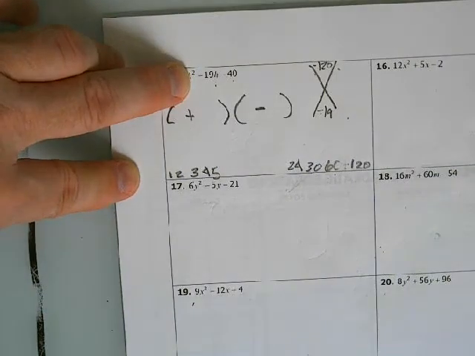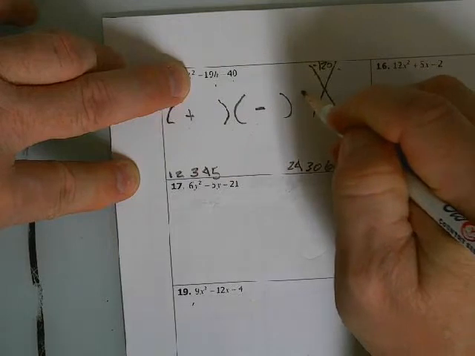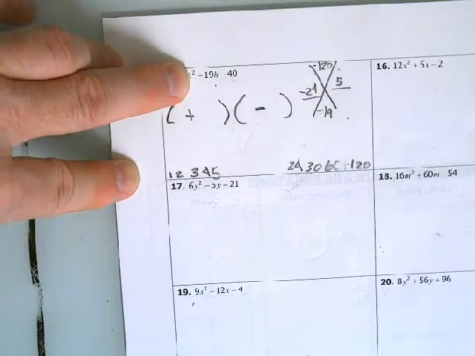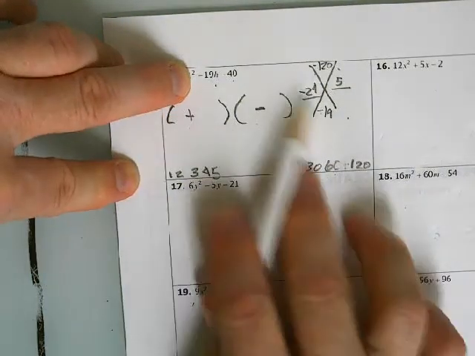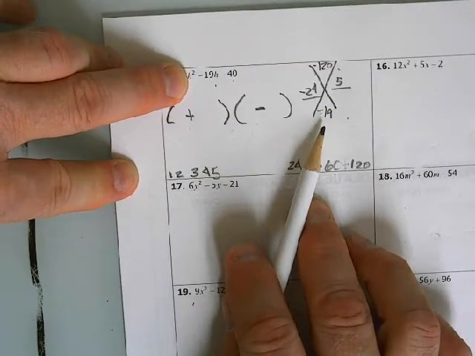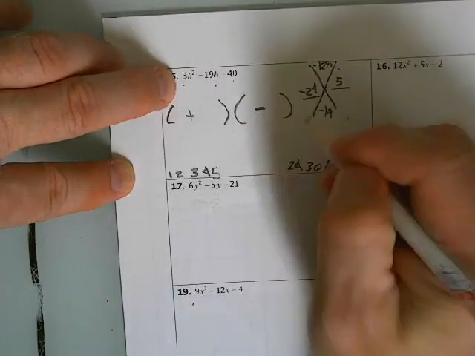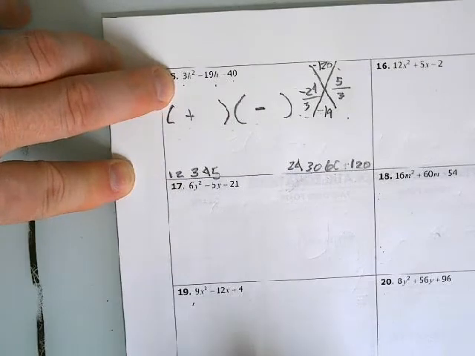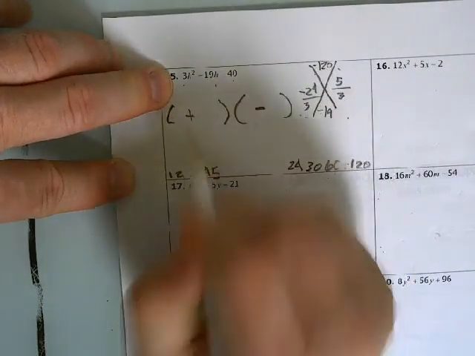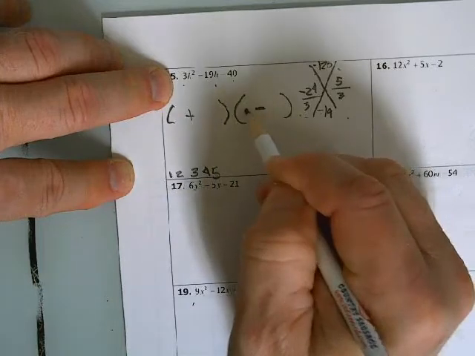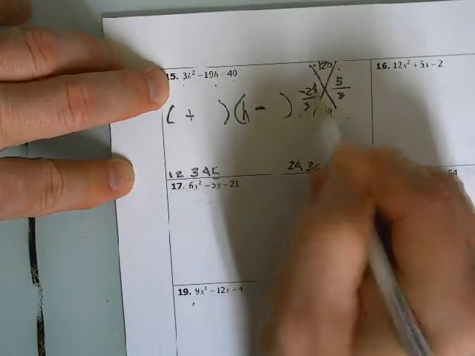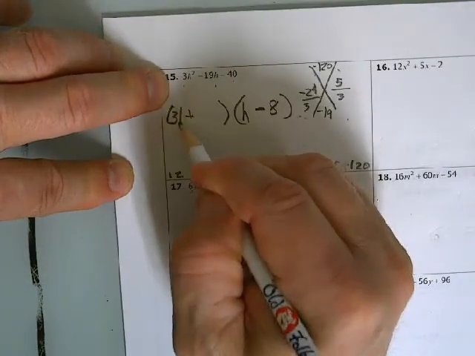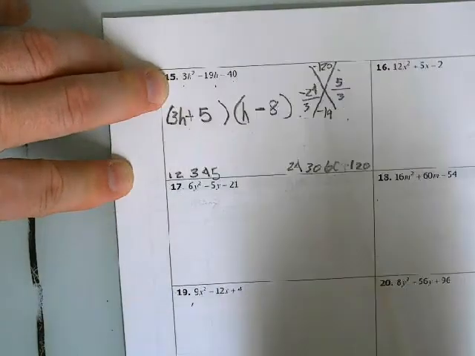Is that it? 5 and 24. So if we go negative 24 and positive 5, those would add up to negative 19. We divide by 3, and this would become negative 8, and that doesn't simplify. So this is going to be h minus 8 for this one, and this one is going to be 3h plus 5.